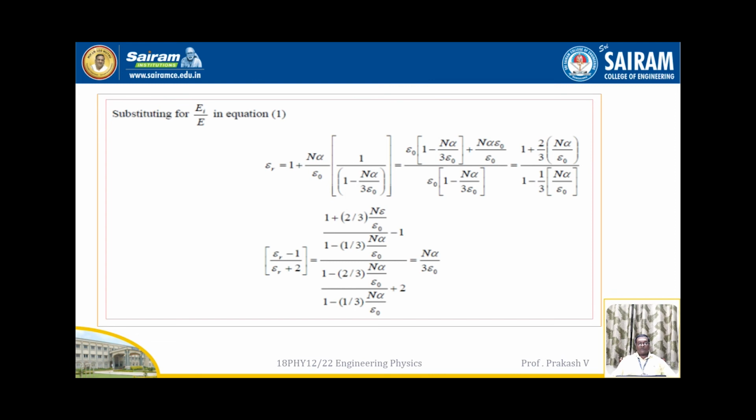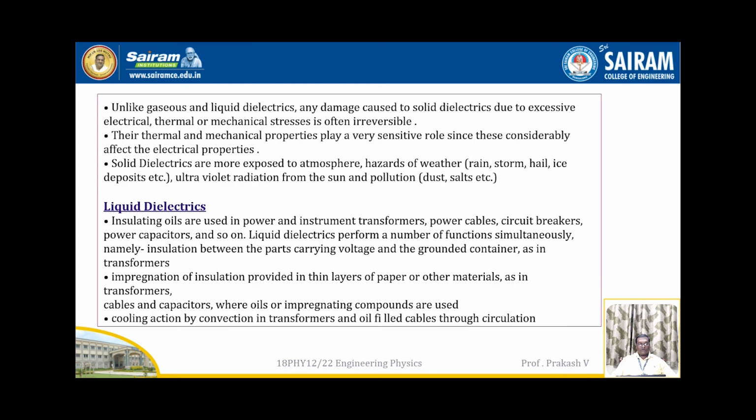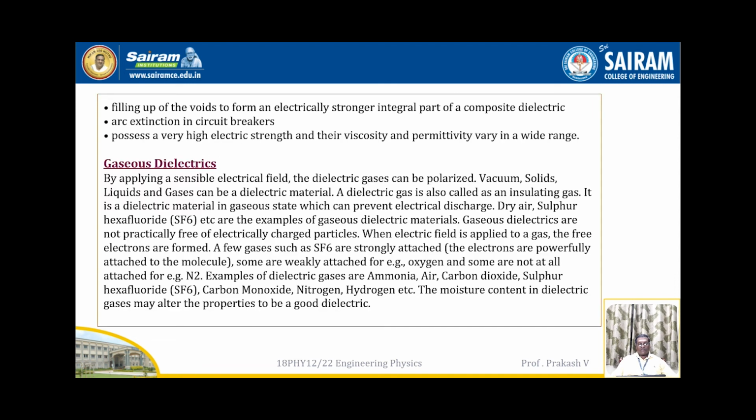Now let us look at different types of dielectrics. In the case of solid dielectrics, we come across molding materials and jacketing materials. In the case of liquid dielectrics, we come across insulating oils, which are used in power and instrument transformers, power cables, circuit breakers, etc. And in gaseous dielectrics, by applying a sensible electric field, the dielectric gases can be polarized, and a dielectric gas is also considered as an insulating gas.